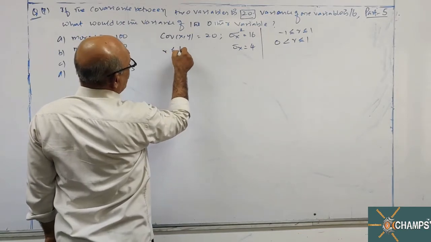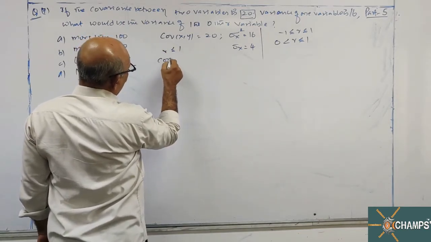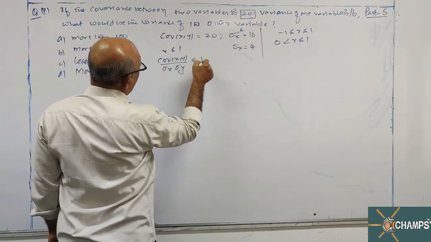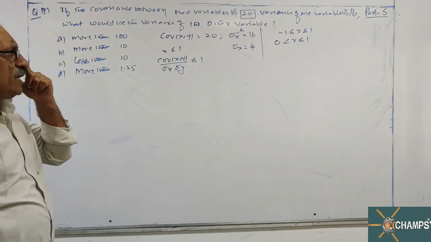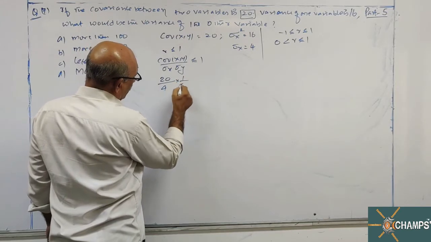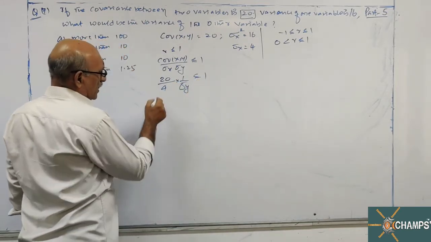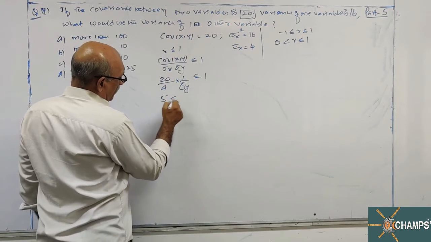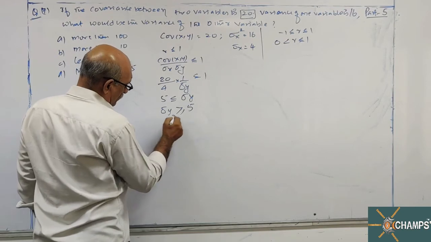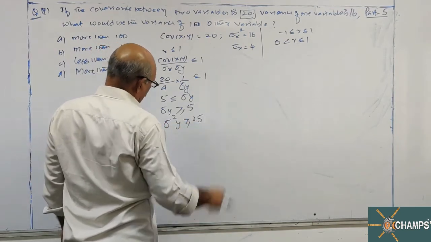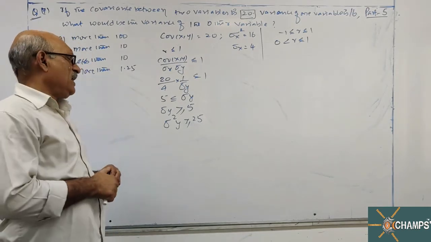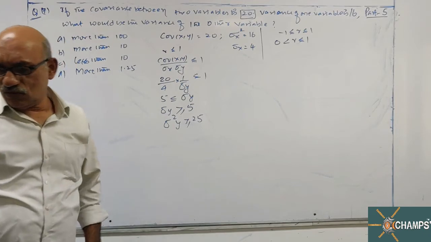R is less than or equal to 1. So covariance of x comma y divided by standard deviation of x into standard deviation of y is less than or equal to 1. 20 divided by 4 into 1 by standard deviation of y is less than or equal to 1. 5 is less than or equal to standard deviation of y. Variance of y is greater than or equal to 25.